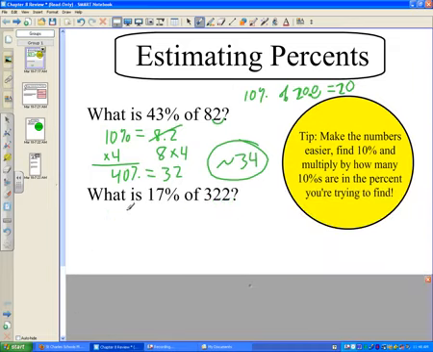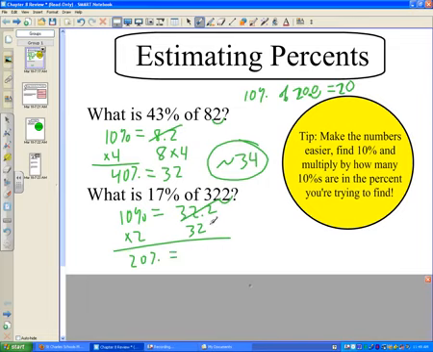Here's another one. We start by finding 10%. 10%, move the decimal one place, would be 32.2. Let's call it 32. But I don't need 10%, I basically need 20%. So I need two of those, which means 20% is going to be right around 64. I have less than 20%, so I'm going to have less than 64. Let's just call it 60. Again, we're estimating.